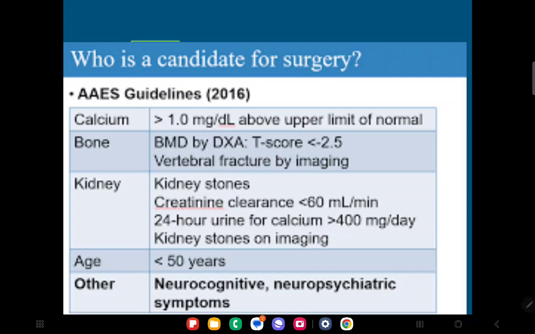The age, usually we prefer to do surgery on patients who are fit and whose age is less than 50 years. But this will not deny the operation on old patients with malignancy. Other neurocognitive or neuropsychiatric symptoms, also they are indication for surgery for hyperparathyroidism.